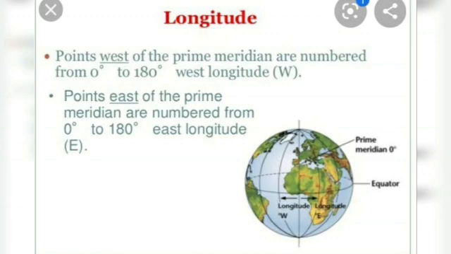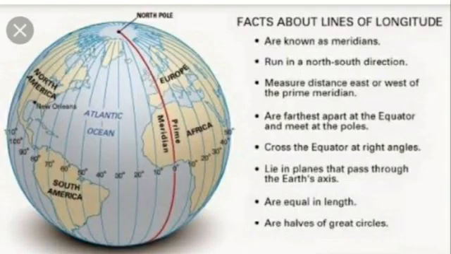So then what is the importance of longitude? Let us first understand its features. The lines of longitude run from north to south. They are known as meridians because the sun is at its highest point at the same time in a day at one longitude line. That is why it is known as the meridian, which means midday. Then they are equal in length and they are the halves of a great circle.